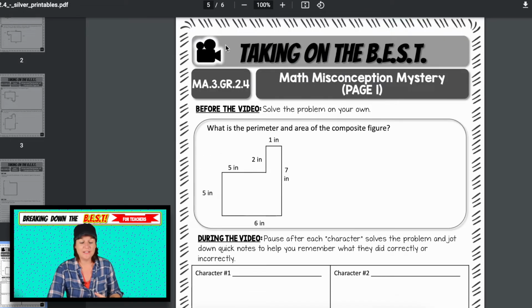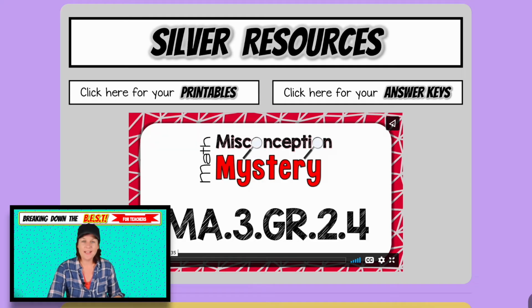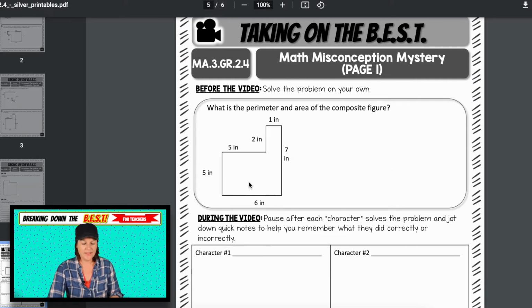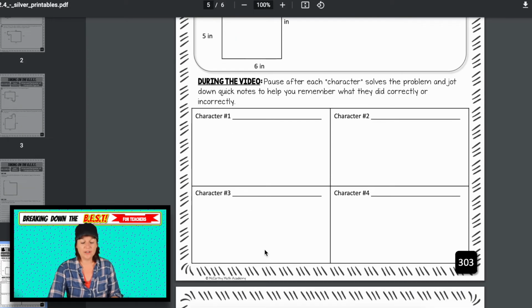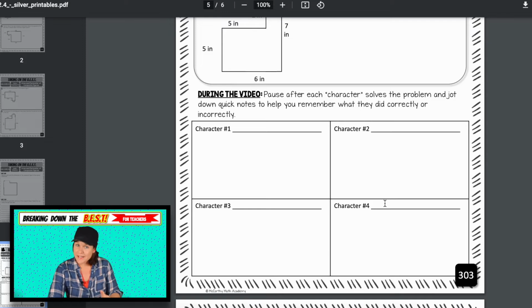And then finally, we have another video lesson. It's the Math Misconception Mystery video lesson. This says, what is the perimeter and the area of the composite figure? So what you'll do is you'll just click play and I will guide your students through the whole process. This is wonderful to do whole group. It can also be done in small group once your students get acclimated with the style and the expectation of these videos. So they'll solve it, and then they will watch as 4 different characters solve that same problem. Now those 4 characters are just me dressed up in silly costumes, and I have 3 of those characters make a mistake that students commonly make, and only 1 solves it correctly.